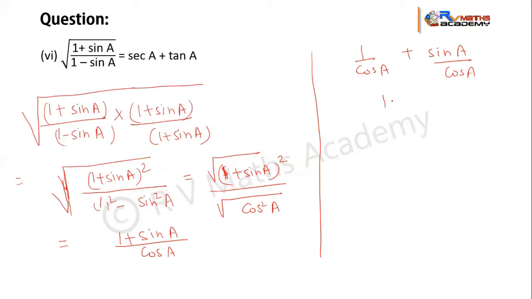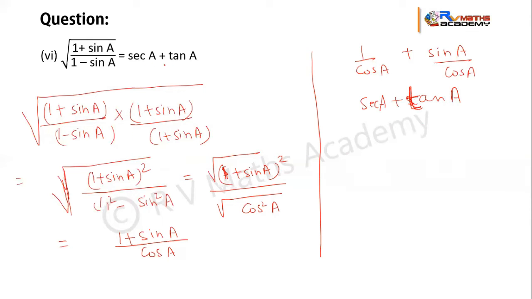So take the LCM, you will get 1 plus, or you say separate it. When you separate it, you will get 1 upon cos A plus sine A upon cos A. And here you will get sec A. 1 upon cos is nothing but the sec A. And sine A upon cos A is nothing but tan A. So you will get sec A plus tan A. So please remember this one.